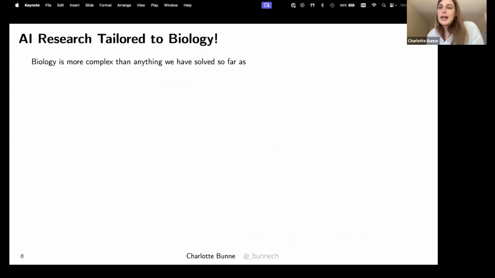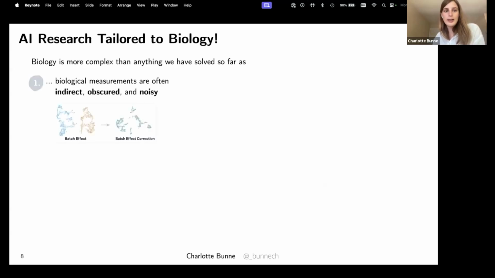So we need AI methods, AI architectures that are very much tailored to the biological data we are working with. And biology is much more complex than anything we've seen so far. And here I'm going to highlight mostly challenges out of the single cell biology, so the type of data we are working with.